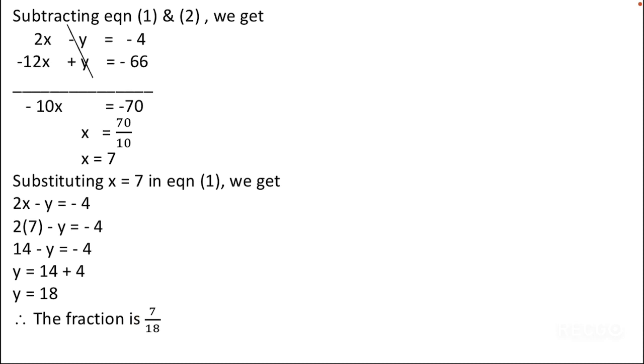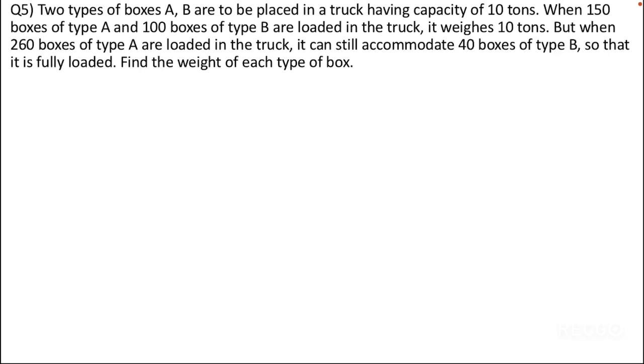So here is the next question. Let us read this. So there are two types of boxes A, B, which are to be placed in a truck having a capacity of 10 tons. When 150 boxes of type A and 100 boxes of type B are loaded in the truck, it weighs 10 tons. But when 260 boxes of type A are loaded in the truck, it can still accommodate 40 boxes of type B, so that it is fully loaded. Find the weight of each type of box.